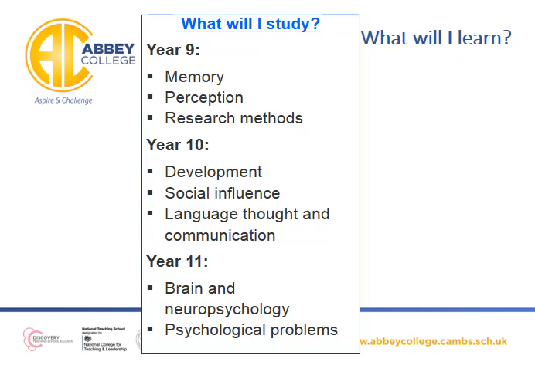In Year 11, we look at brain and neuropsychology. So this is how our brains are made. We look at how messages are sent from different areas of our brain, and then how those messages are sent to our body to form our behaviour. And psychological problems is where we look at depression and addiction. So for each one, we look at how they are characterised, so what are the characteristics of depression and addiction, and what are the different theories for treatment of these psychological problems.